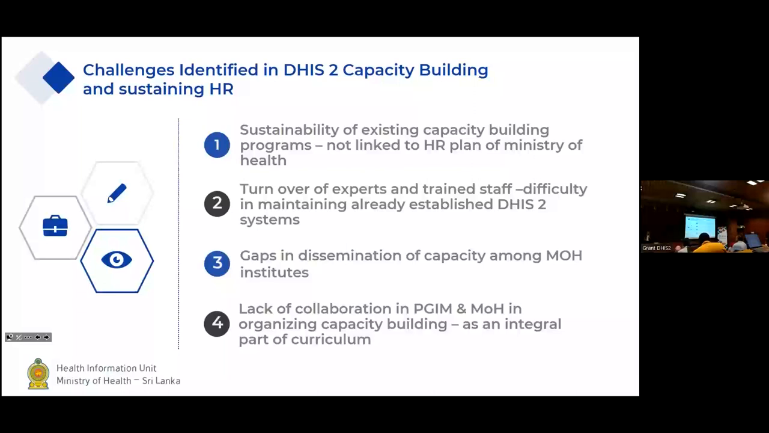Then there is turnover of experts and trained staff, who sometimes go to other organizations or to the international arena, so it is sometimes difficult to keep those good people. Then there are gaps in the distribution of these experts within the ministry. For example, the Family Health Bureau, looking after the MCH program, has very good capacity, but certain other programs do not have the same capacity. Sometimes there is also a lack of collaboration between the Ministry of Health and PGIM in sustaining this effort, which is a challenge.